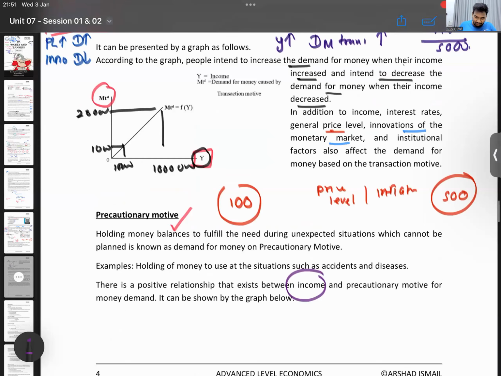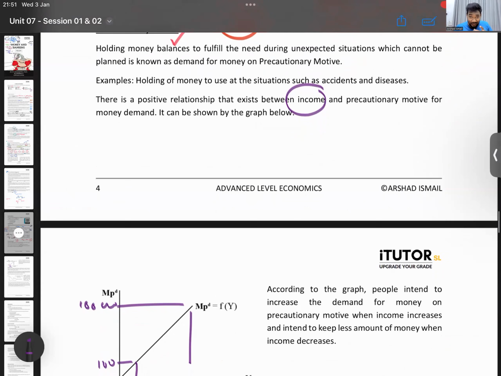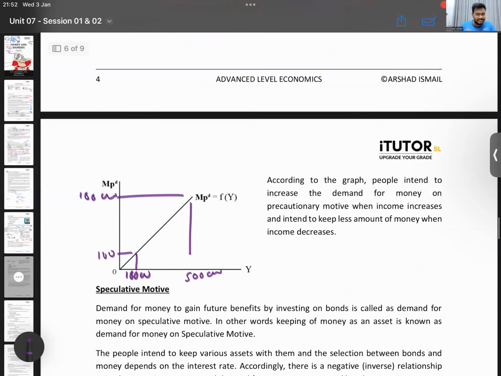So both of these are somewhat similar, no? Transaction motive is the money you keep with you for your day-to-day transactions. The higher the income, the more money you keep. What is the precautionary motive? Money that you keep with you for emergency situations. That also, if you have more income, you will keep more money. A positive relationship between income and demand for money. Is that okay, guys? The first two reasons: transaction motive, precautionary motive.